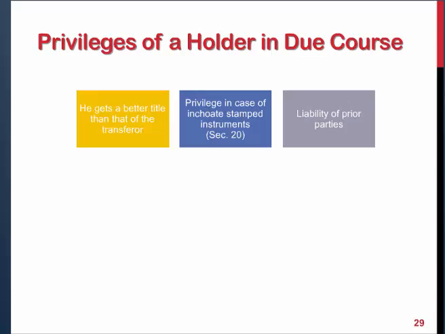Liability of prior parties. All prior parties to a negotiable instrument, that is, its maker or drawer, acceptor, and intervening endorsers, continue to remain liable to a holder in due course, both jointly and severally. That is, he can hold any or all prior parties liable until the instrument is duly satisfied. Section 36. Whereas only the preceding party is liable to a succeeding party if the succeeding party is only a holder.